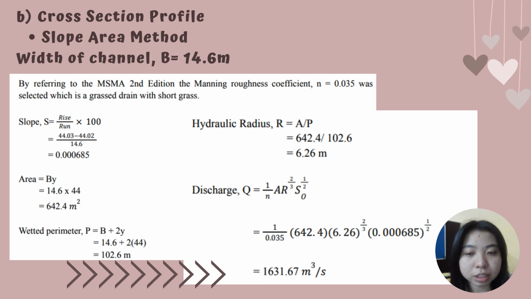The wetted perimeter is equal to 102.6 meters. Then we find the hydraulic radius, which is 6.26 meters. Finally, we can find the discharge by substituting all these values into the formula. We get the value of 1631.67 meters cubed per second.